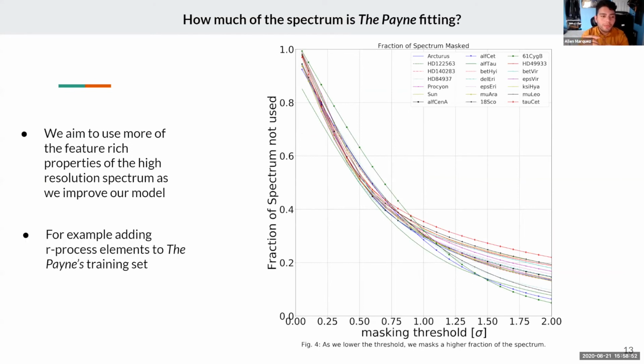So what we would like to do in the future is improve these models and use more of the spectra for these stars. An example of that would be to make our models better by adding r-process elements into the Payne's training set.